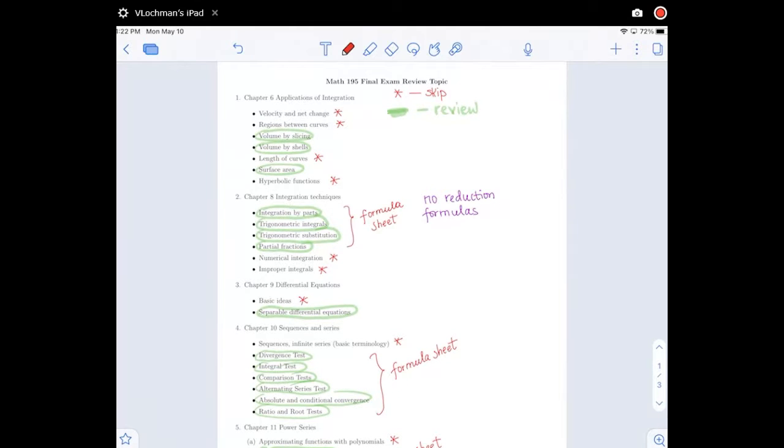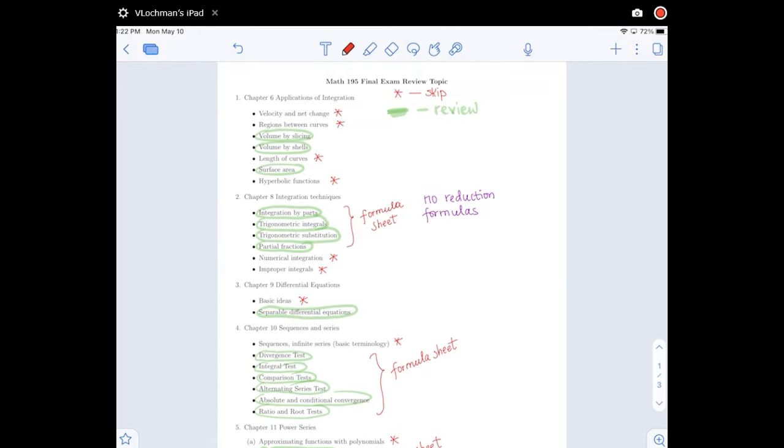Again, I'm going to put them in order, but I don't want you to focus on how many questions are going to be from this chapter. If you understand those three topics, you're good to go. The ones that I highlighted, let's say from chapter 6, then you are prepared. If you understand all integration techniques, that's all you need to worry about.